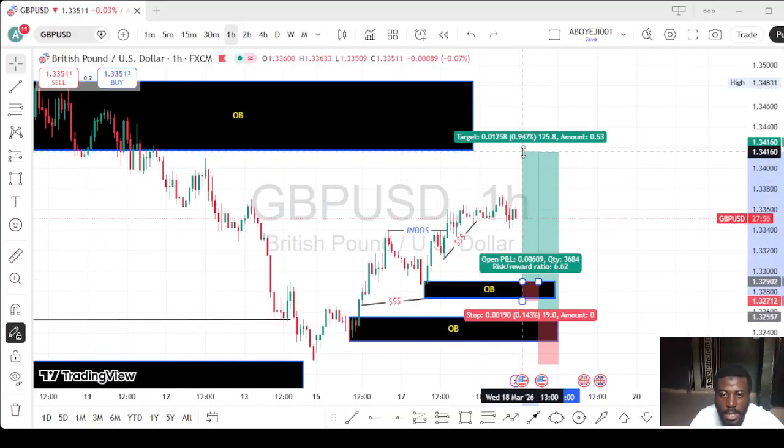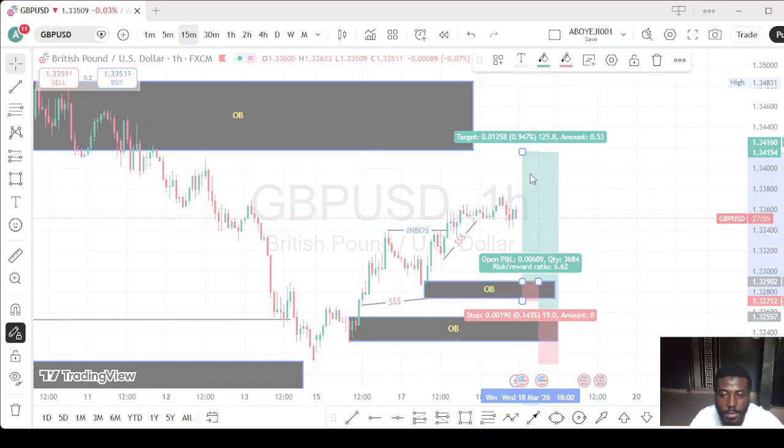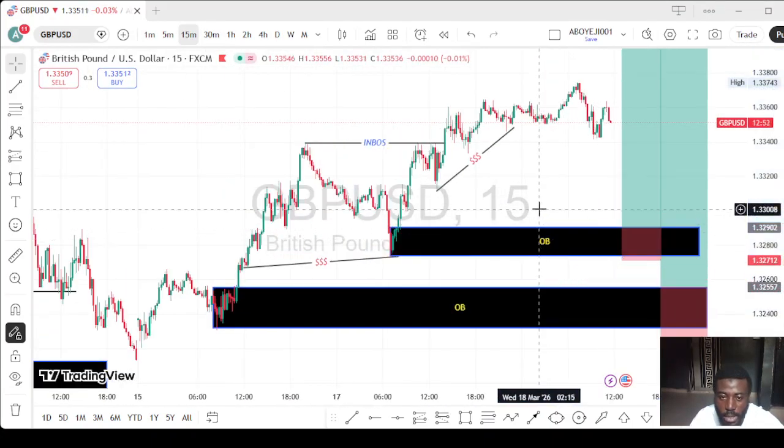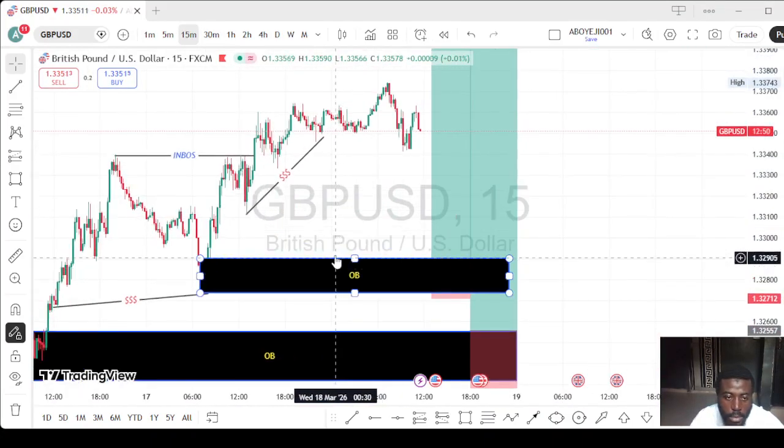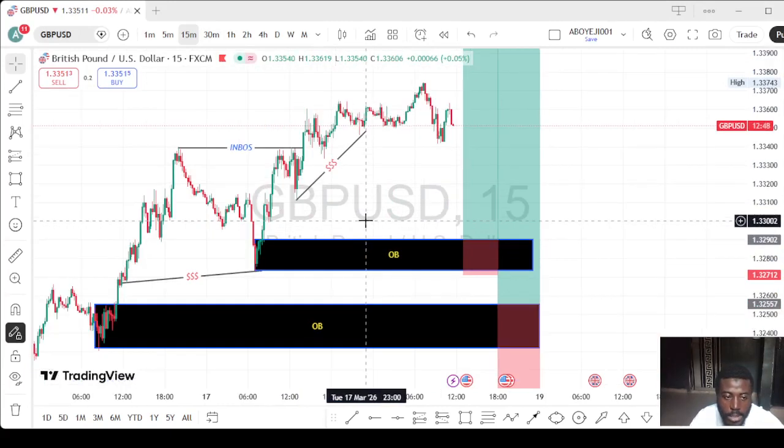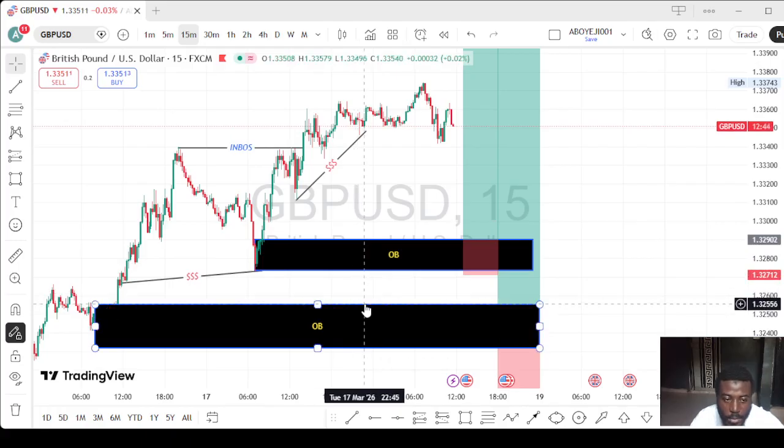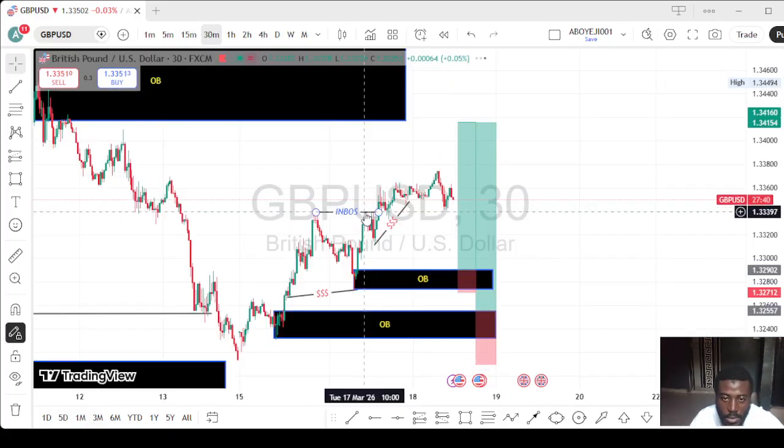Let's now move to the 15 minute time frame. This is the 15 minute time frame. What is happening on the 15 minute time frame? You can see what is happening. So let's say we are still buying from here because there's an opportunity sitting here. Seriously.